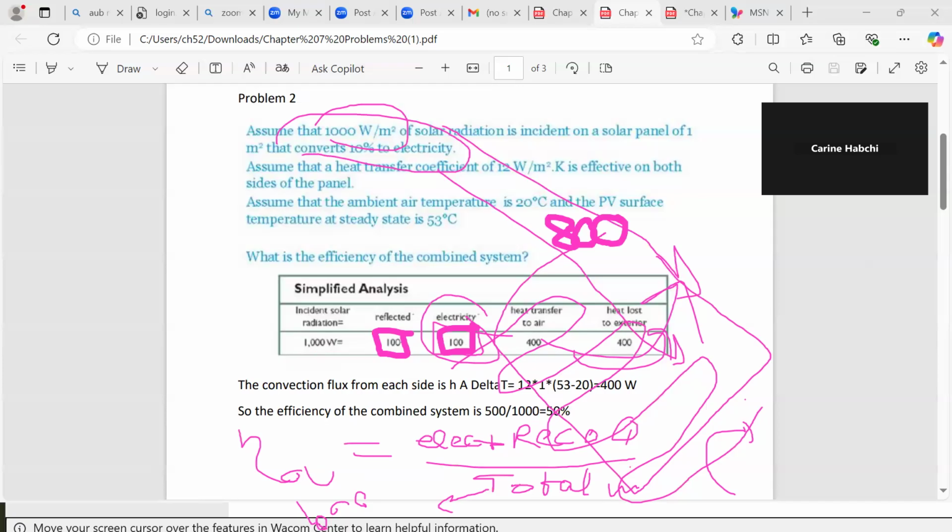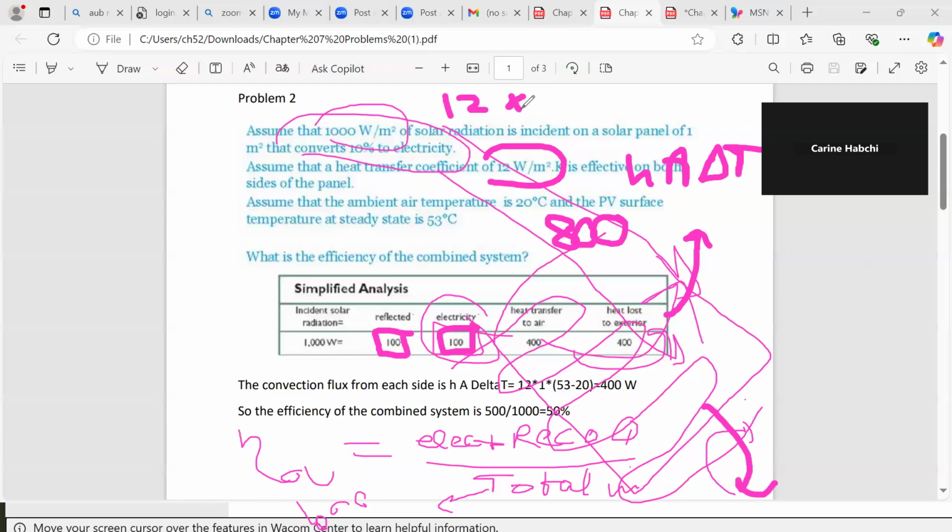So this part will be convected, due to symmetry, equally from the upper and lower side. If this is your collector, you will have from the upper side hA delta T, and also from the lower side, you have hA delta T. The convective coefficient is 12.